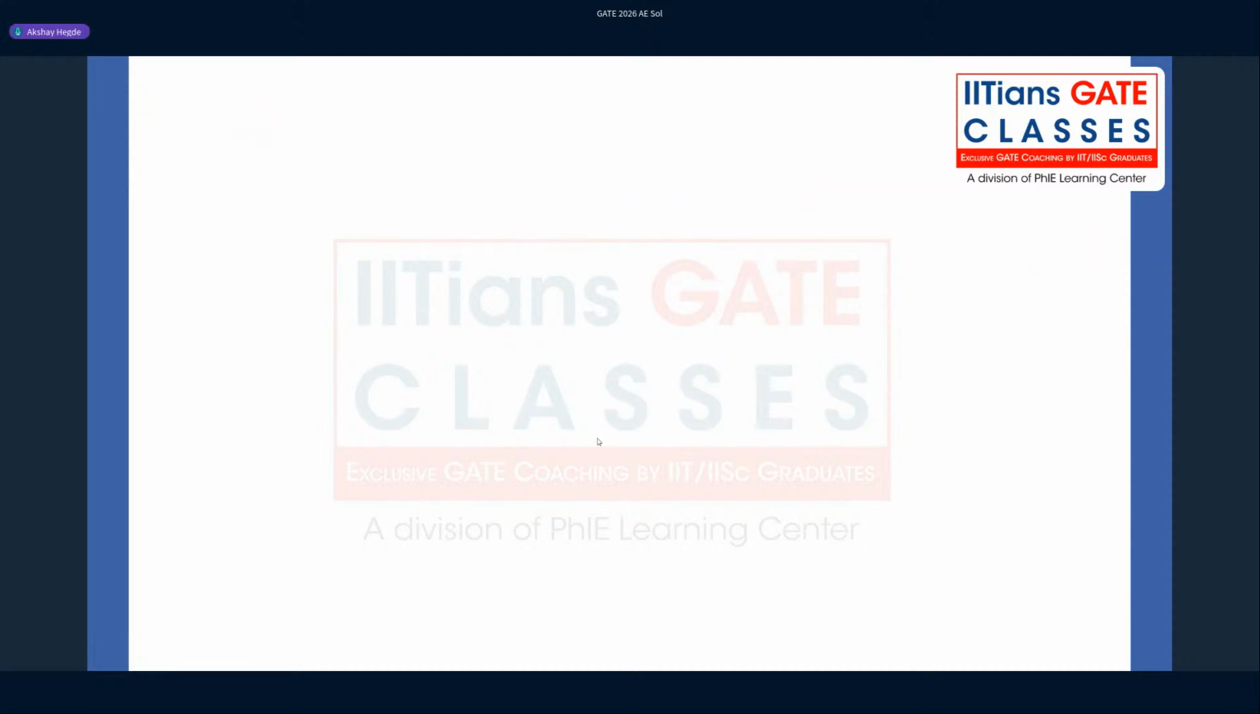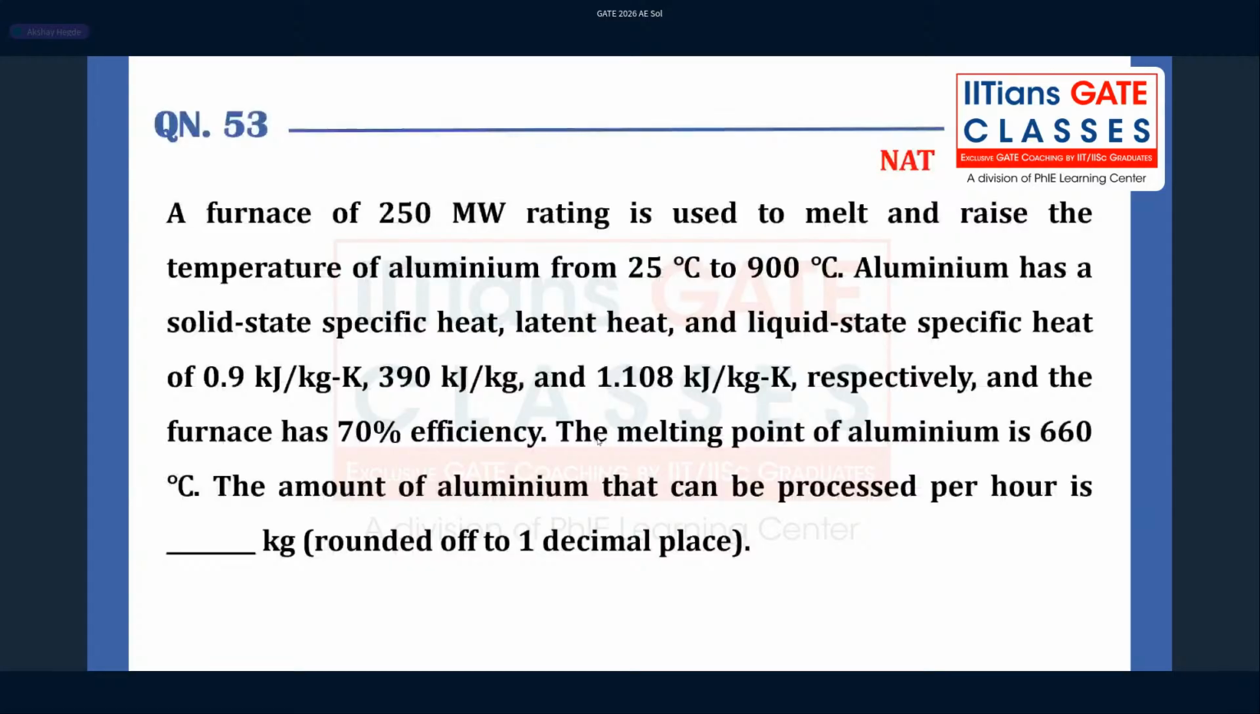Then we have our next question. A furnace of 250 megawatt rating is used to melt and raise the temperature of aluminum from 25 degrees Celsius to 900 degrees Celsius. Aluminum has solid state specific heat, latent heat, and liquid state specific heat of 0.9 kilojoules per kg per Kelvin, 390 kilojoules per kg, and 1.108 kilojoules per kg per Kelvin, respectively.